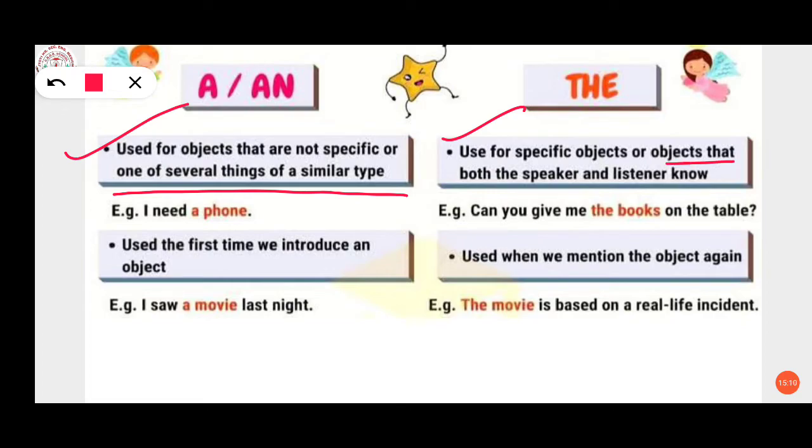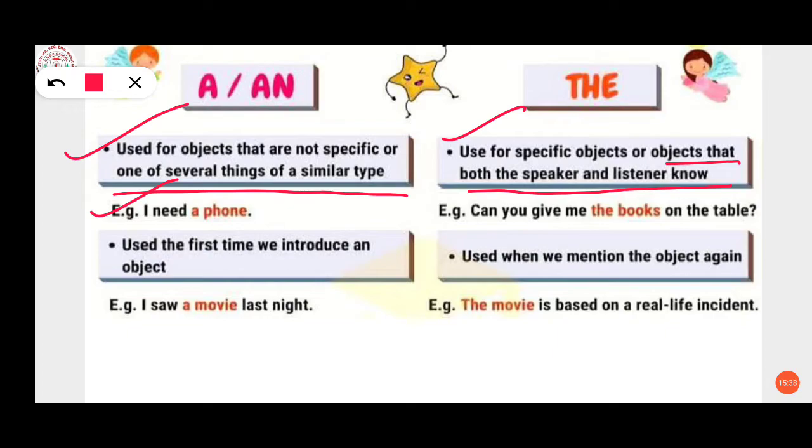And here, objects that both the speaker and listener know, means the things which the speaker and listener know. Speaker means if I am speaking, and you students, you all are the listeners. So if I am talking about things that are known by me and also by you, we use the at that time. Examples are given here. First see this example.